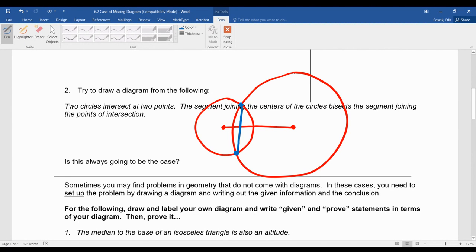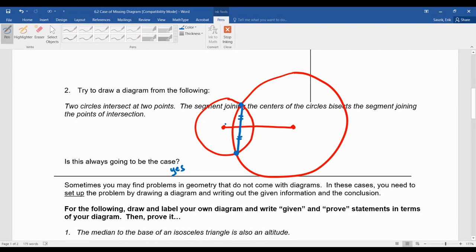It says the segment joining the centers of the circles bisects the segment joining the points of intersection. Okay. And it says, is this always going to be the case? In other words, is it always going to be the case that this is congruent to that? And you should think about this for a moment. And I'm going to talk about it here. This is always going to be the case.